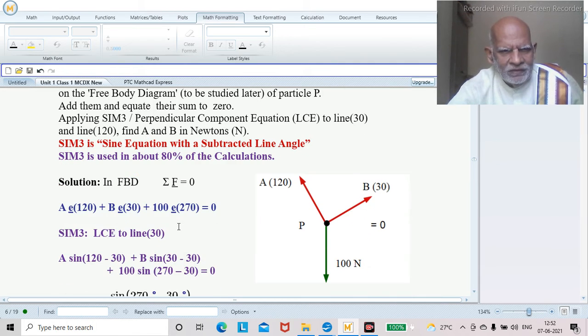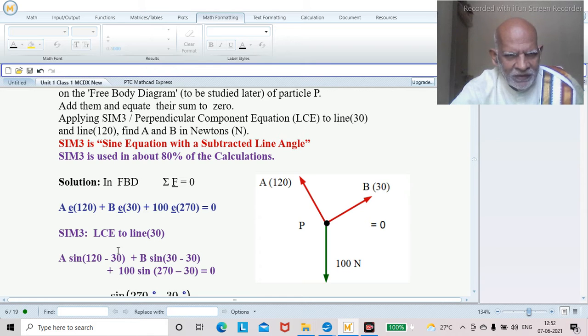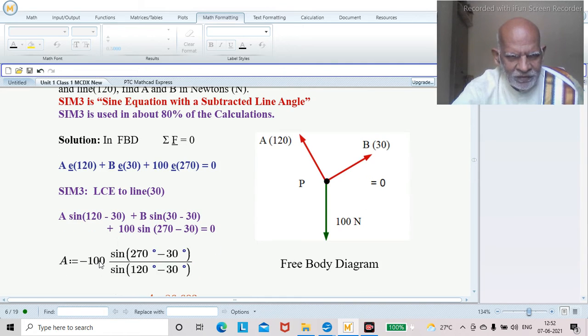So first we add up this, and then you got it. Then we are applying the perpendicular component equation, line 30. This 30 is the line angle, line 30, so I am subtracting it from everything. See, 120 minus 30. 30 minus 30 becomes 0. You have to remember that. And 270, you don't calculate here; the computer will do it. Then you develop an expression.